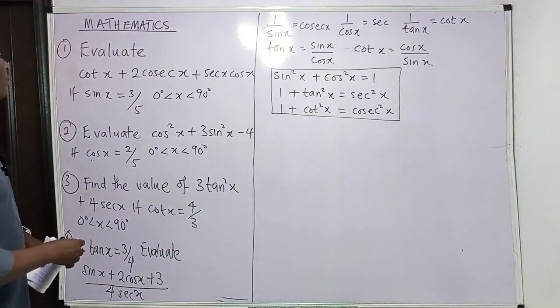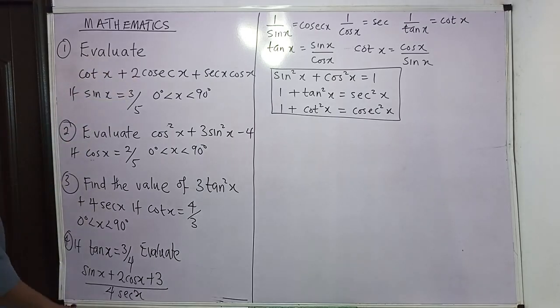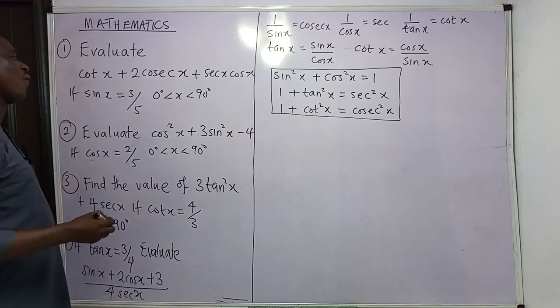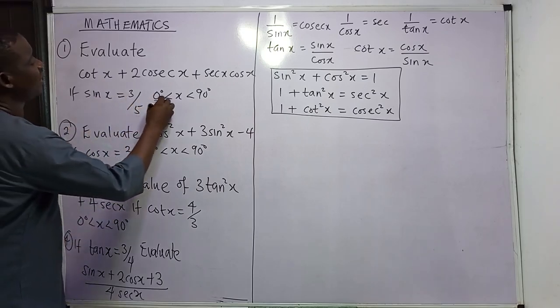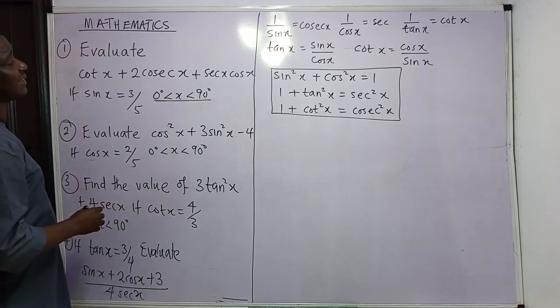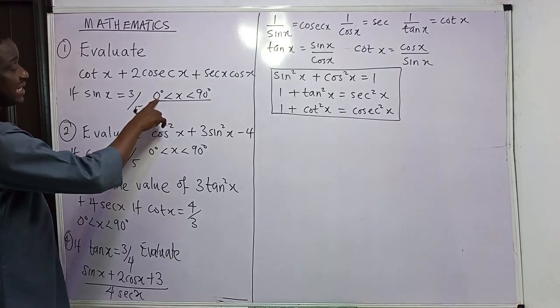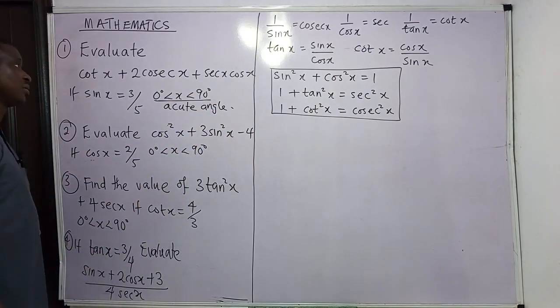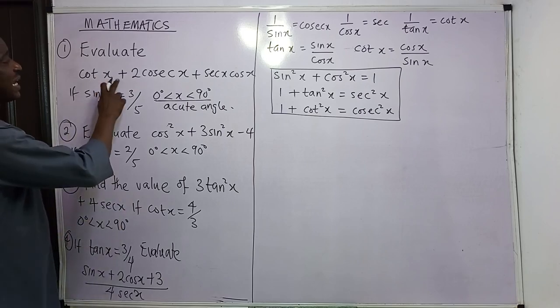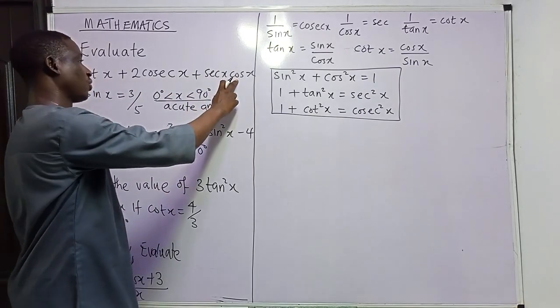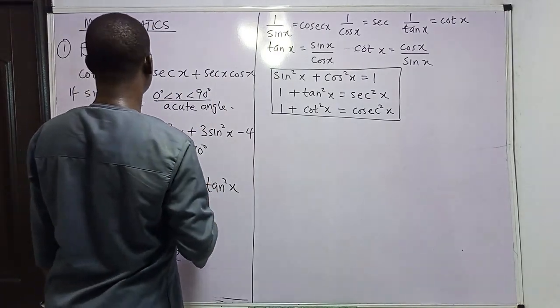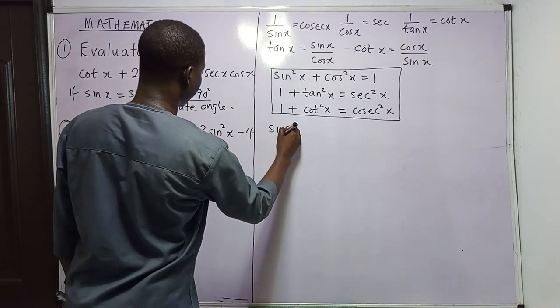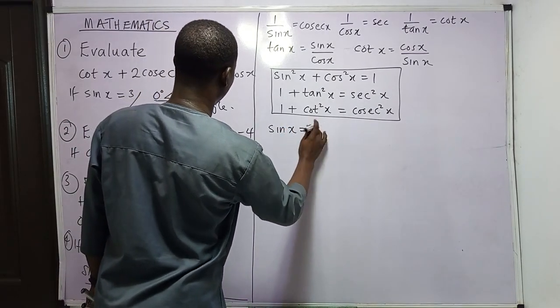Now let's solve the question. Number one says evaluate cot x plus 2 cosec x plus sec x cos x, if sin x is 3 over 5, where all the angles are acute angles. This interval indicates an acute angle, the first quadrant. So in that case, we are going to use it: cot x plus 2 cosec x plus sec x cos x. Sin x equals 3 over 5.